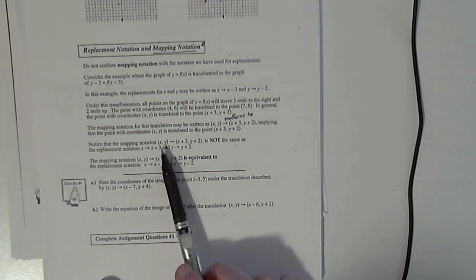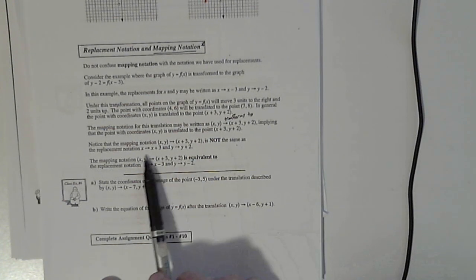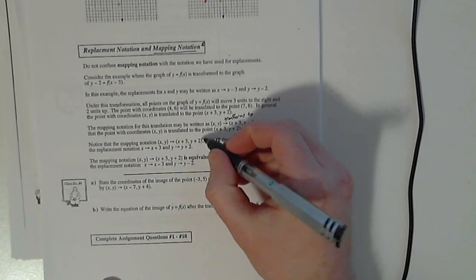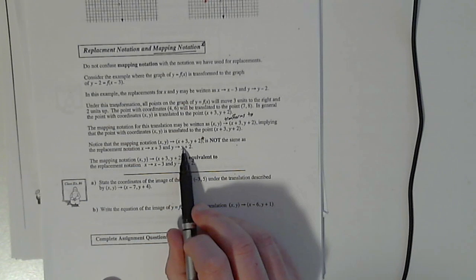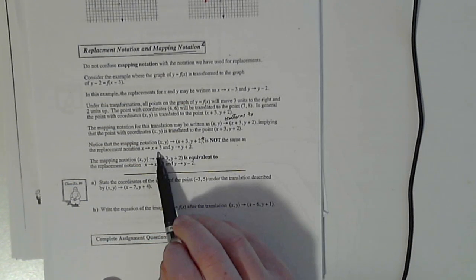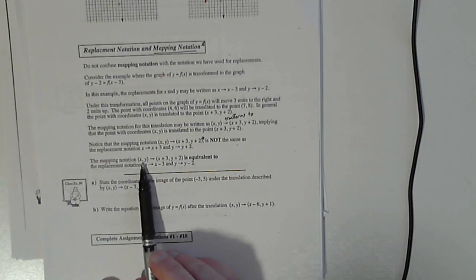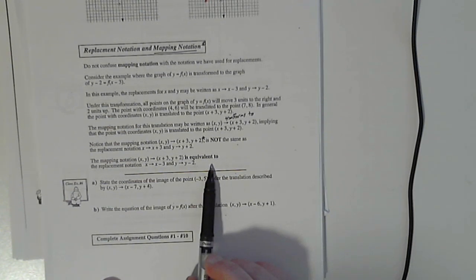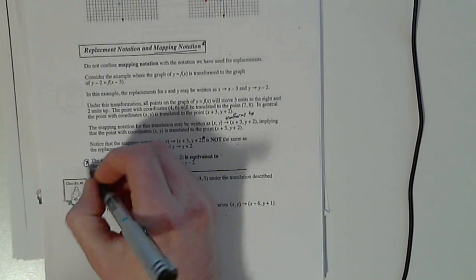Notice that the mapping notation is not the same as the replacement notation. So these things are not the same. You have to be careful. So in this form, it's the right way around. In this form, this one is backwards, right? This isn't what we were looking for. So the mapping notation is equivalent to the replacement notation. These things are true. This is the right way to think about it.